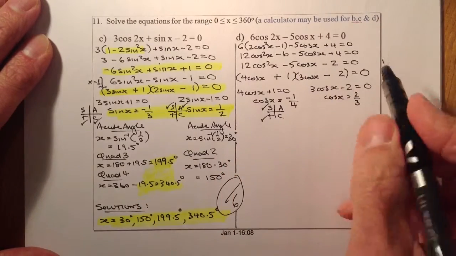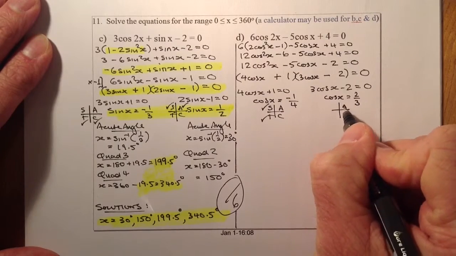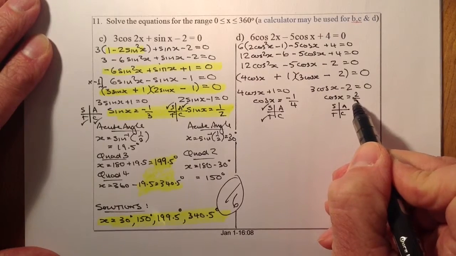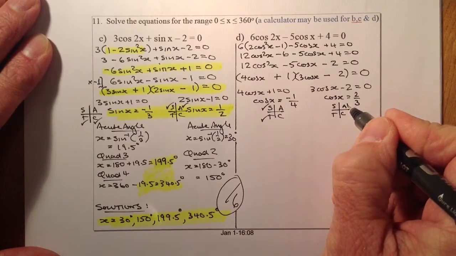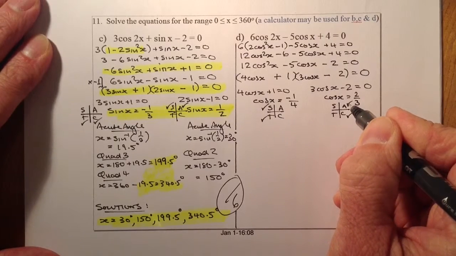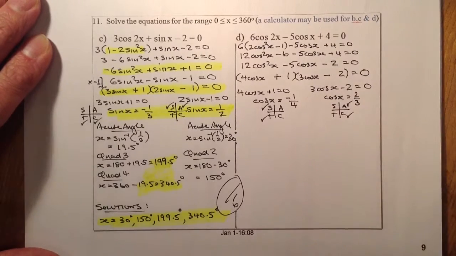So that's where my solutions are going to lie for the left hand side. Looking at the right hand side now, I'll just do the same again. I'll just get a CAST diagram, sine, tan and cos. I know that cosine is positive, so I'll be looking at solutions where cosine is positive. That would be in the first quadrant, because all angles are positive there, and the fourth quadrant. So there's where my solutions are going to lie.